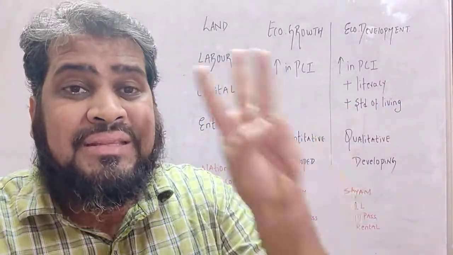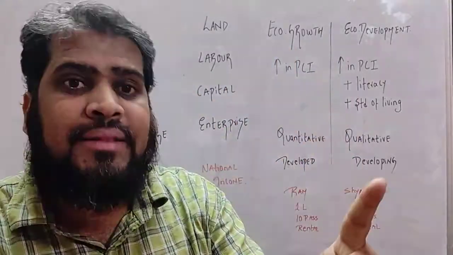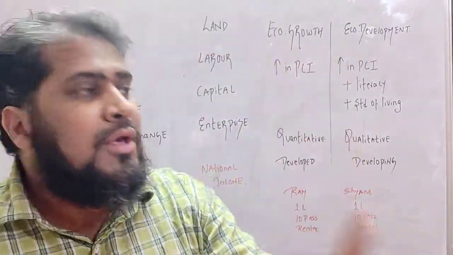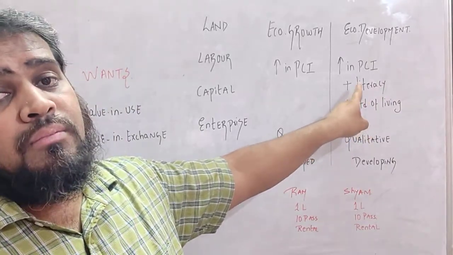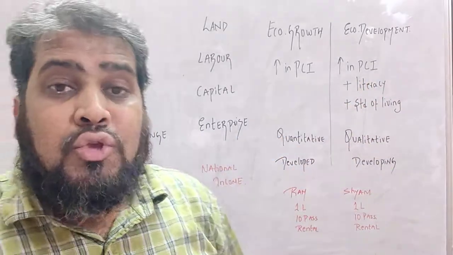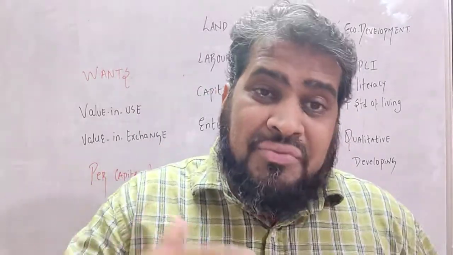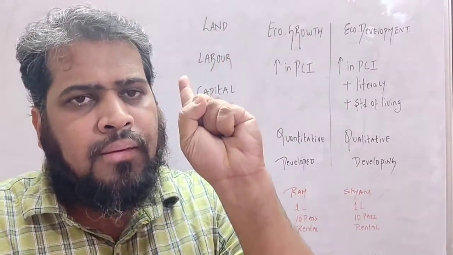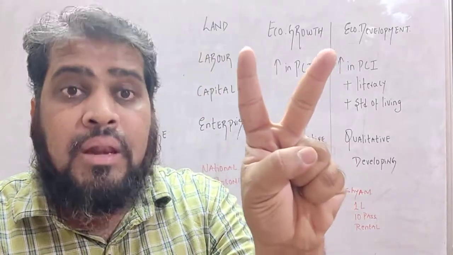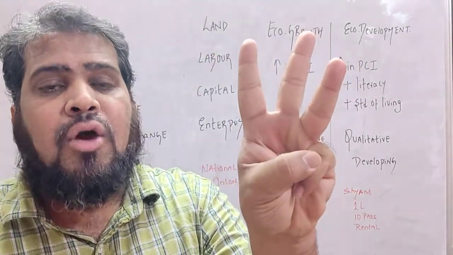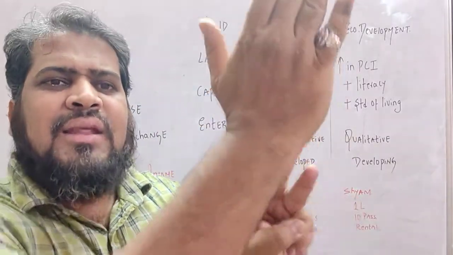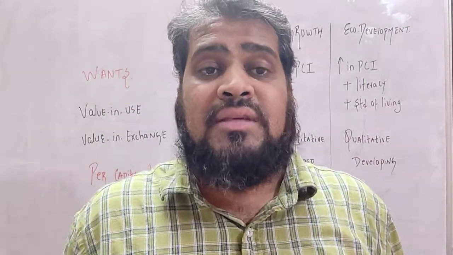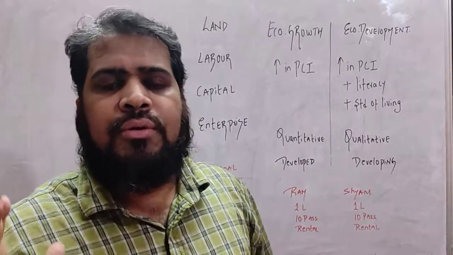Economic development means three things should be increasing together simultaneously. Number one, your per capita income should increase. Number two, your literacy, education, should increase. And number three, your standard of living, the way you live, should also increase. So three things: PCI, that is per capita income, literacy, and standard of living. If all these three are increasing, then it is economic development. And only if the income is increasing, then it is economic growth.